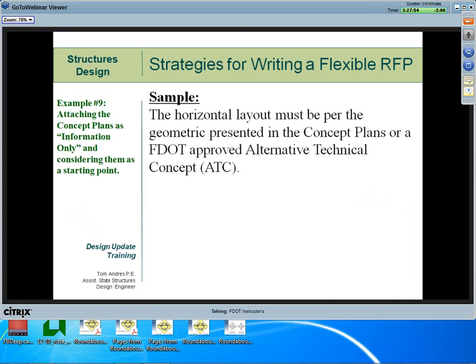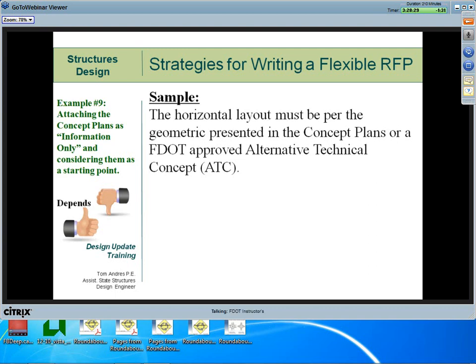This is probably a little better example here. Example number 9, attaching the concept plans for information only and considering them as a starting point. So that's good. The horizontal layout must be per the geometry presented in the concept plans or an FDOT approved alternative technical concept. That's pretty good. Any thoughts? I'm going to say it depends. I don't know if we have enough information here to determine whether or not this is good or not.